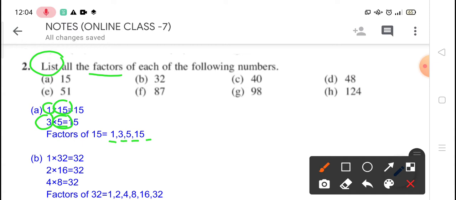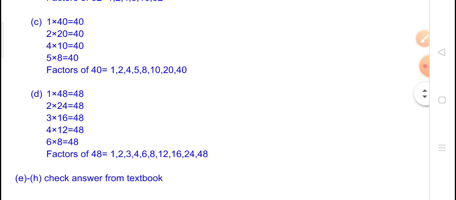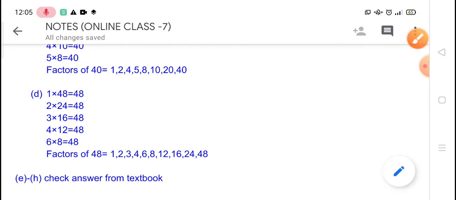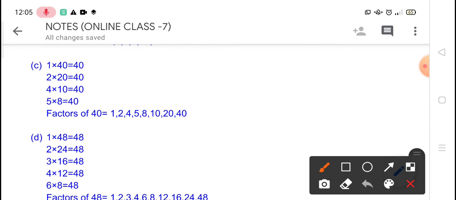a given number. Okay, next we proceed with question B, 32. Same, we list out all the factors, and lastly, we make a conclusion here. Okay, so please do checking using a red pen and also do correction if you made a mistake. How about question C? Question C, these are all the factors. The factors of 40, we will have 1, 2, 4, 5, 8, 10, 20, and 40.